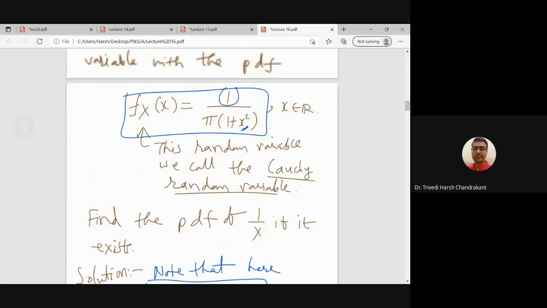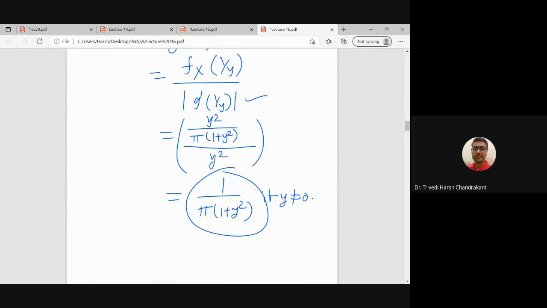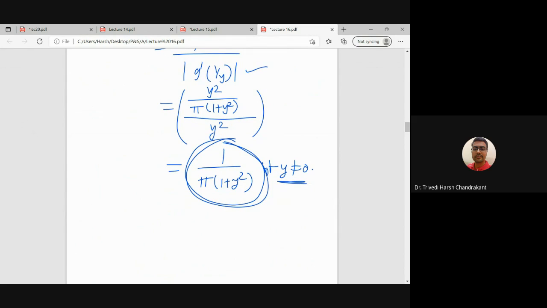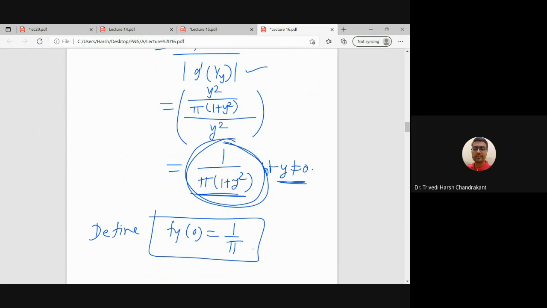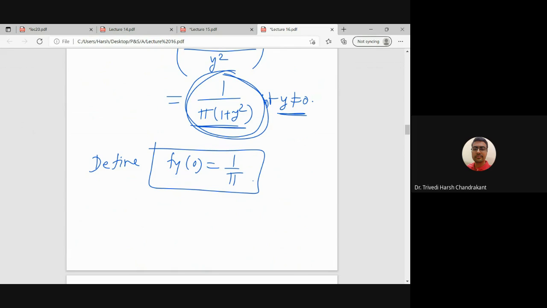And what is this density function? That is essentially the given density function in terms of the new variable y. We know that this function is a continuous function, so if you change its value at a single point, it will not change the area. So define f_Y at 0 as the value of this function at 0, which is 1 upon pi. If we define f_Y to be this function at 0, our f_Y becomes a continuous function. And therefore Y follows the Cauchy distribution in terms of y.